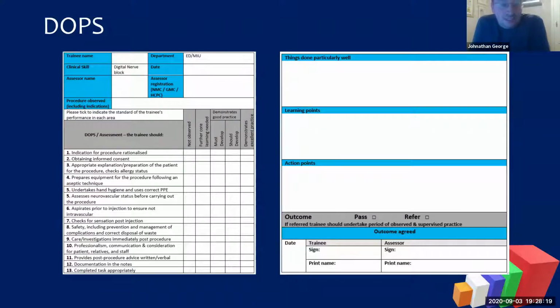So, you know, the indication, that you've got consent from the patient, that you've done all the pre-procedure checks, including allergy, that you've got all the equipment that you need, that you know where your Intralipid is, that you've undertaken hygiene, you've got PPE, you've checked the patient, you've done the procedure correctly, and you've documented everything correctly in the notes as well. And then there would be some learning points made from this.